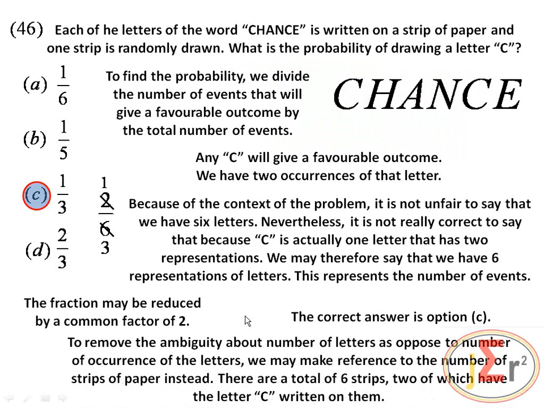To remove the ambiguity about number of letters as opposed to number of occurrences of letters, we may make reference to the number of strips of paper instead. There are a total of 6 strips, 2 of which have the letter C written on them. So that is another way out, although we are sure that we are not talking about necessarily letters, but the total number of events that will give a favorable outcome as opposed to the total number of equiprobable events.